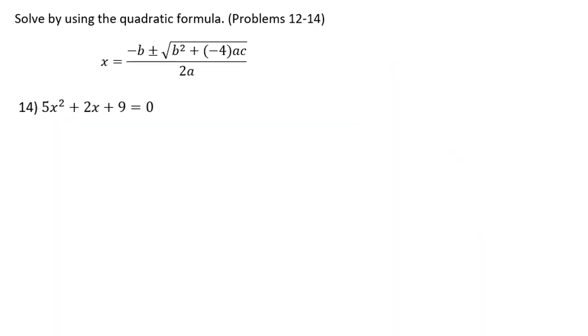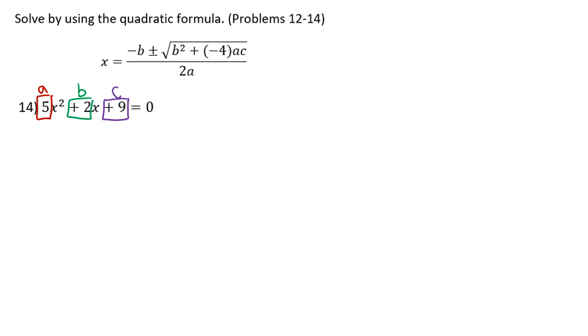Okay, last problem for quadratic formula. Once again, you want to label your a, b, and c. So our a is the number in front of x squared. Our b is the number in front of x. And our c is the number without a variable.